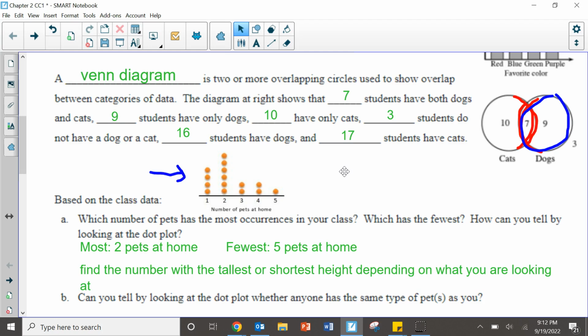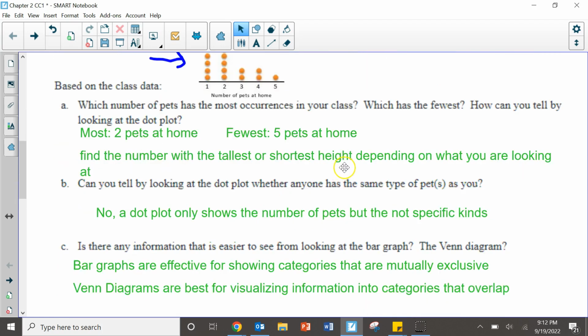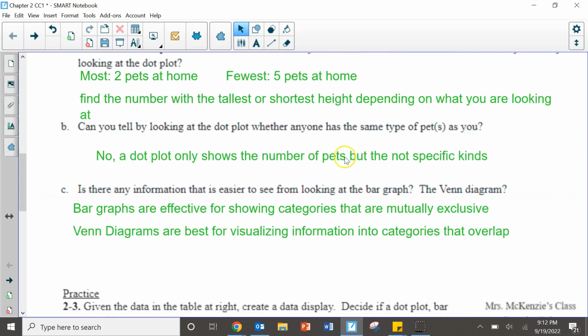Okay, my student might have a dog and a cat. So a bar graph wouldn't really work because they have one of each. Okay, so they're not just going to pick one pet at home. Okay, forget about the other.